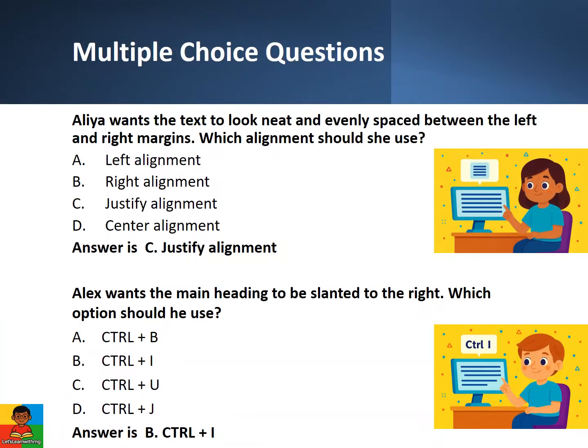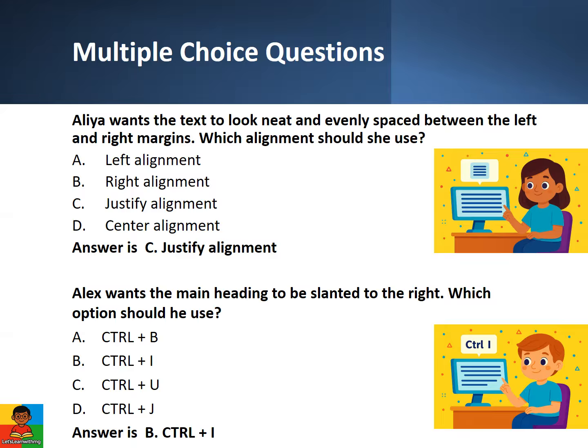Question 3. Aaliyah wants the text to look neat and evenly spaced between the left and right margins. Which alignment should they use? A. Left alignment. B. Right alignment. C. Justify alignment. D. Center alignment. The correct answer is C. Justify alignment.